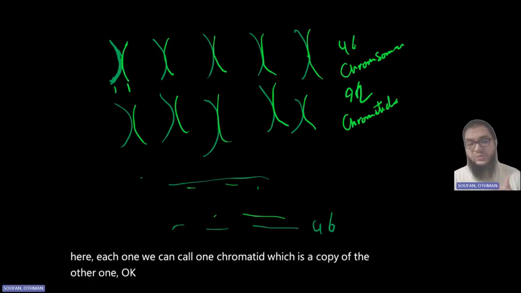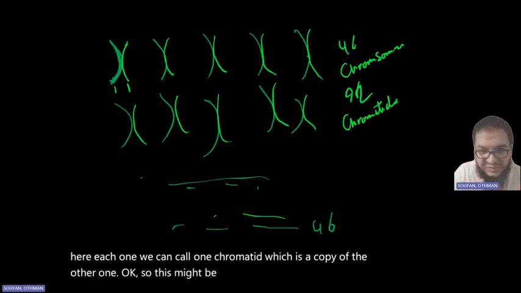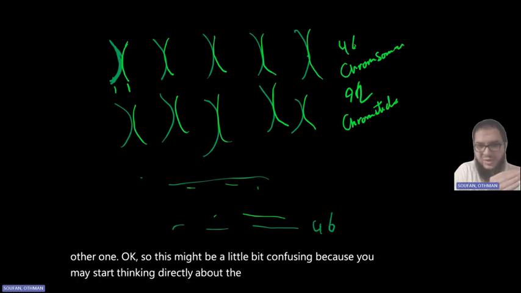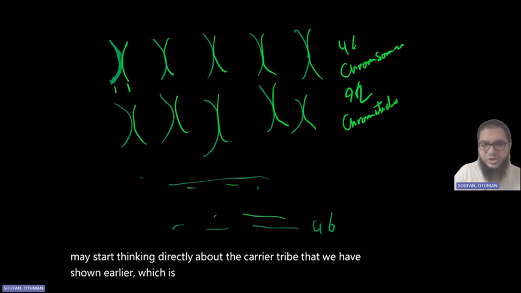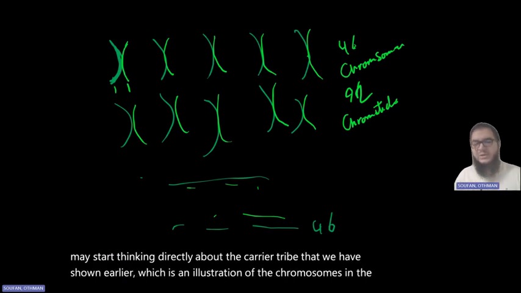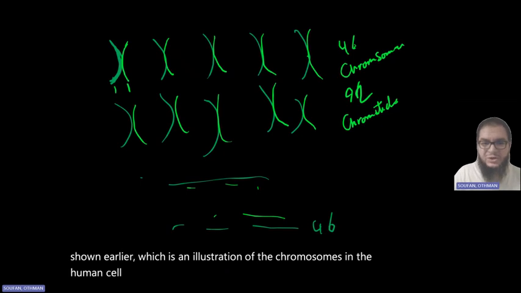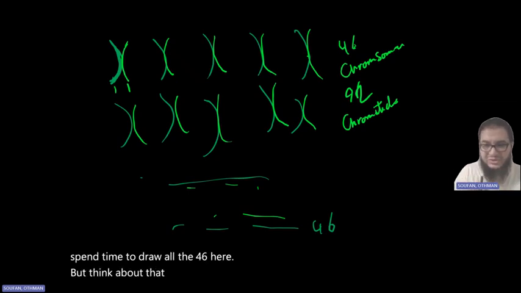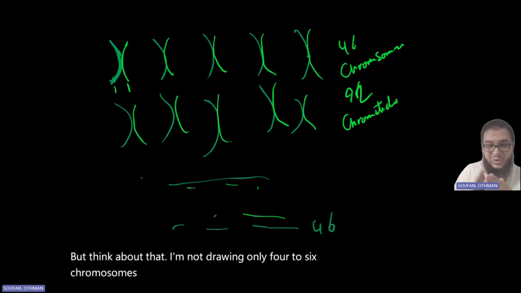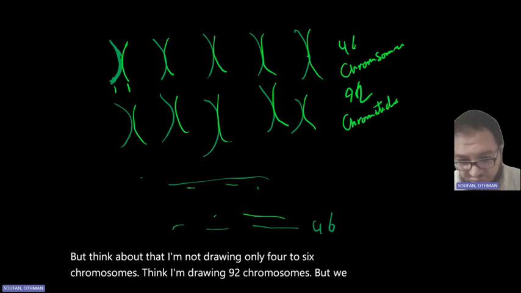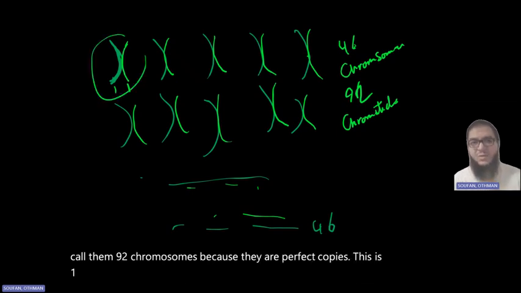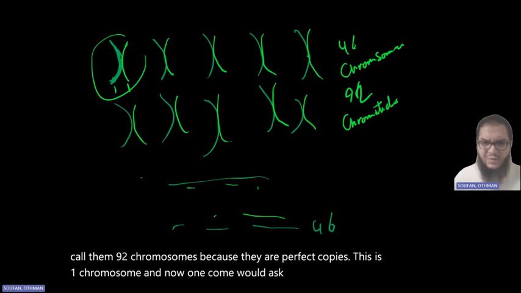This might be a little bit confusing because you may start thinking directly about the karyotype that we showed earlier, which is an illustration of the chromosomes in the human cell. But now, I'm not able to spend time to draw all the 46 here. Think that I'm drawing 92 chromosomes, but we don't call them 92 chromosomes because they are perfect copies. This is one chromosome. And now one would ask, how come it's one chromosome?